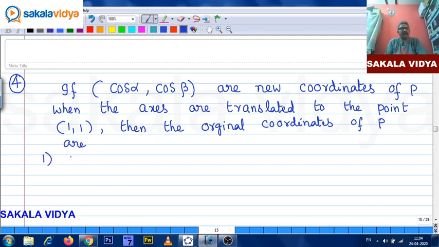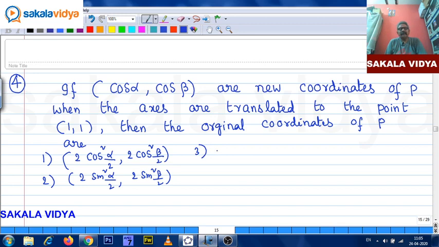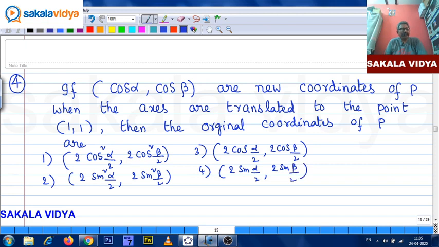First option, (2 cos² alpha/2, 2 cos² beta/2). Second option, (2 sin² alpha/2, 2 sin² beta/2). Third option, (2 cos alpha/2, 2 cos beta/2). And fourth option, (2 sin alpha/2, 2 sin beta/2). This is the problem.